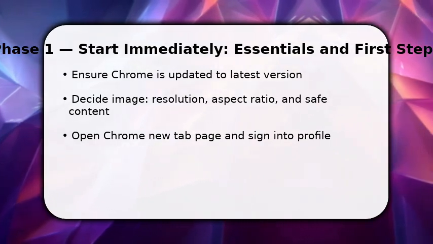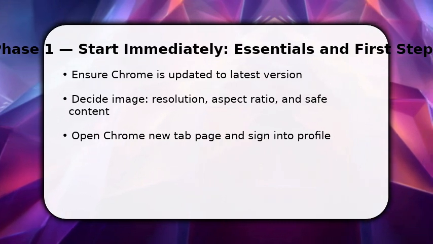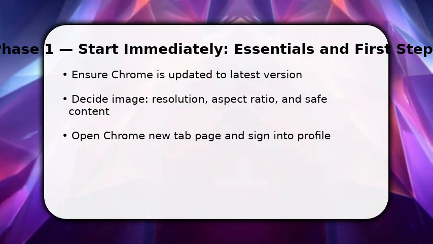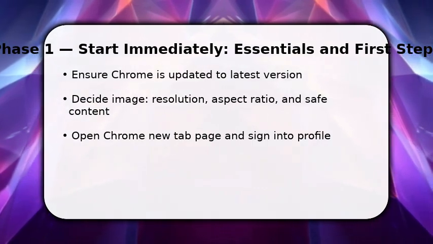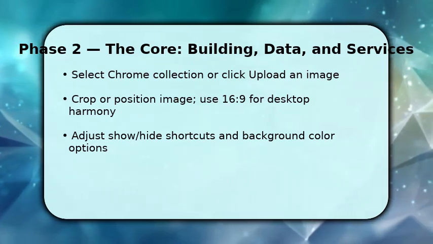This first action exposes the wallpaper controls, so you can choose between Chrome Collection or Upload. Make sure permissions are allowed for local file access if you will upload a custom image. Now choose whether to use a Chrome Collection or upload an image from your device.